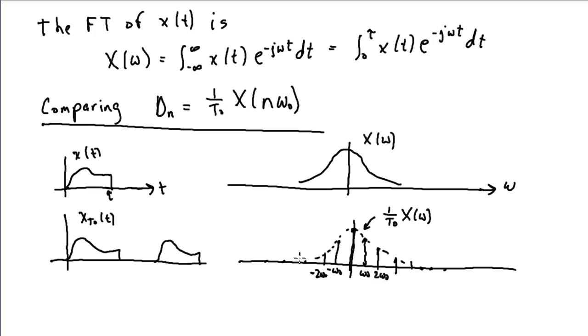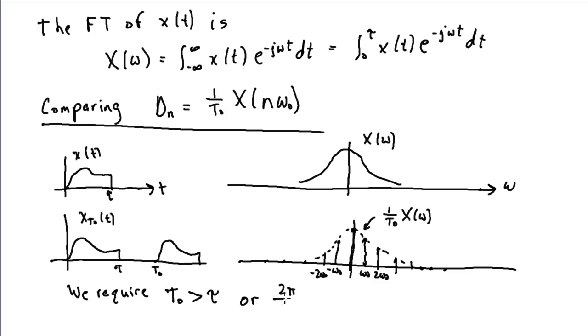And so we require that in the time domain, since this is of duration tau, and this has a period of T0, in order for this representation to be accurate, we require T0 to be greater than tau. So there's no overlap of this periodic extended version of x of t.